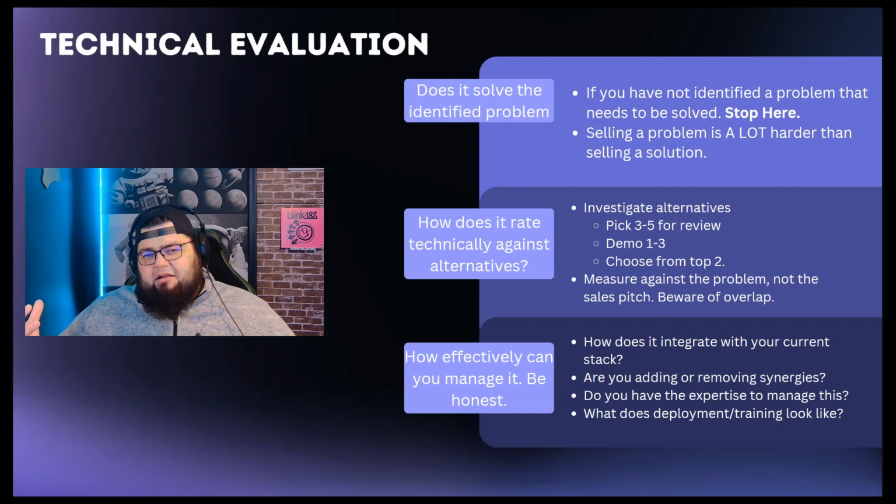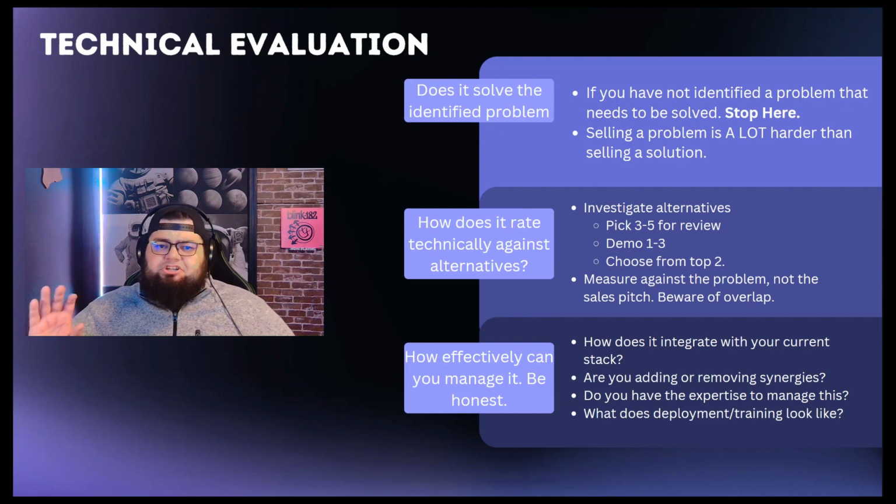And from there, I might demo 1 to 3 of the products. I want to get a good feel for the products, but I'm not going to demo all 5. It's just too time consuming. From there, I might choose the top 2 to pass on for a formal business evaluation, right? And one of those 2 is probably going to be my selection, unless something goes haywire with both of them.